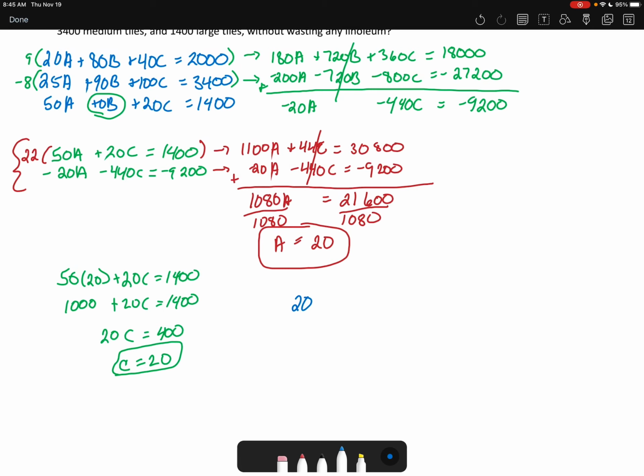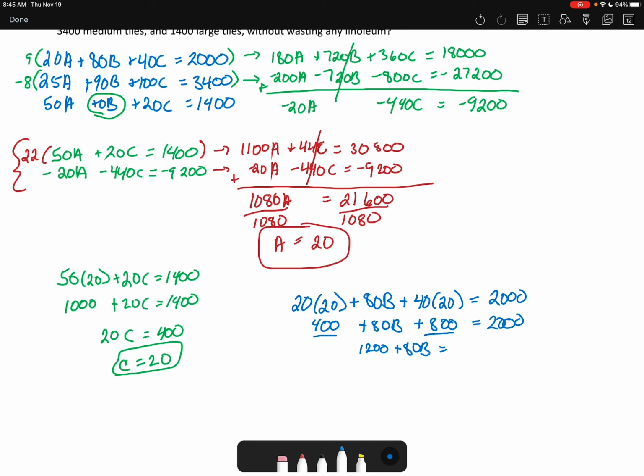So 20 times A, which is 20, plus 80B plus 40 times C, which is also 20, equals 2000. So this gives me 400 plus 80B plus 800 equals 2000. So I've got 1200 plus 80B equals 2000. So 80B is equal to 800. B is equal to 10.